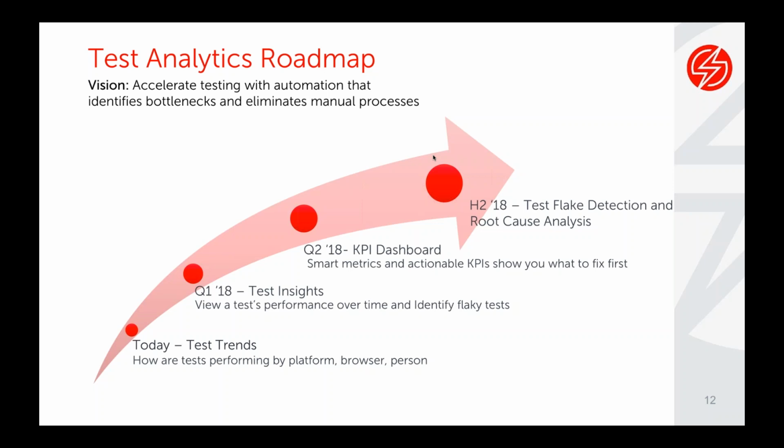In Q2, in the June timeframe, we'll be rolling out a really exciting new tab called KPI Dashboard, where we're going to be cherry picking key metrics that we think you need to pay attention to. A good example would be slowest build, slowest test, browser with the highest failure rate. So we're really looking at the things that we think you should be paying attention to in terms of things that might be slowing you down, bottlenecks in your testing. And then finally, in the second half, we're going to double down on test flake detection and root cause analysis. Stay tuned for more details there, but we think there's some interesting work we can do in that area beyond what we're showing you today.